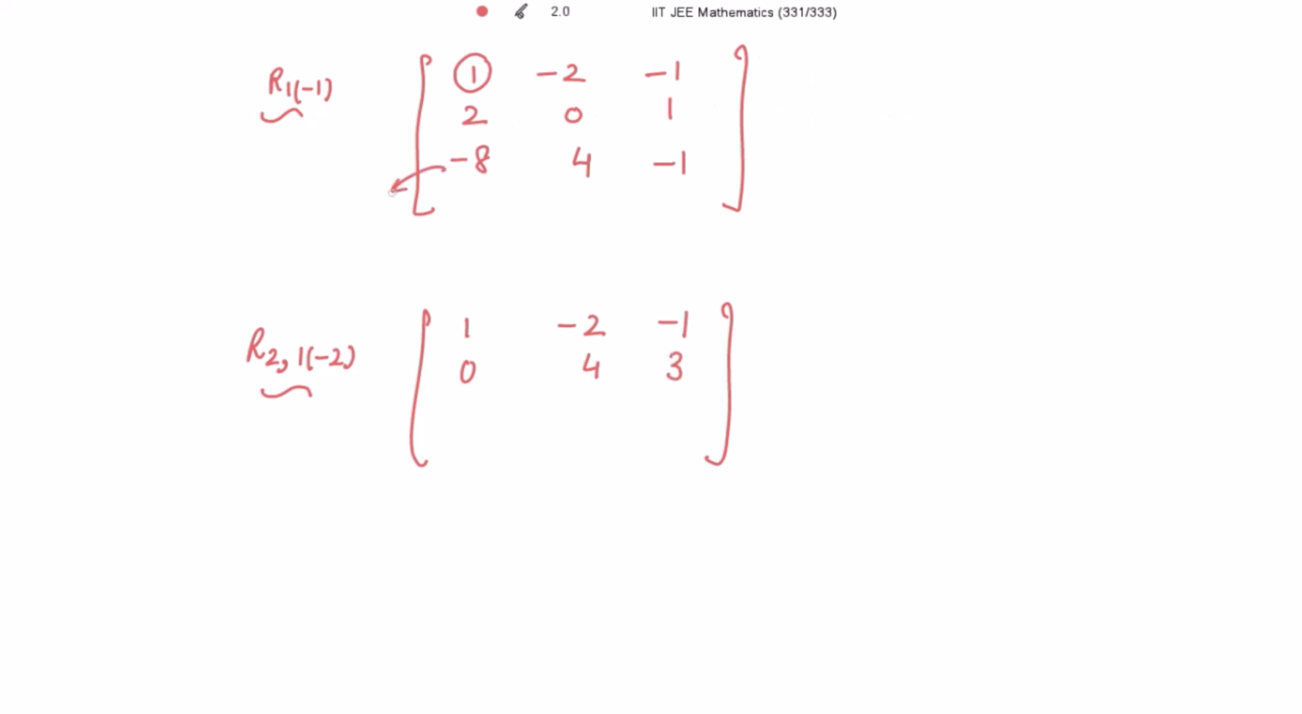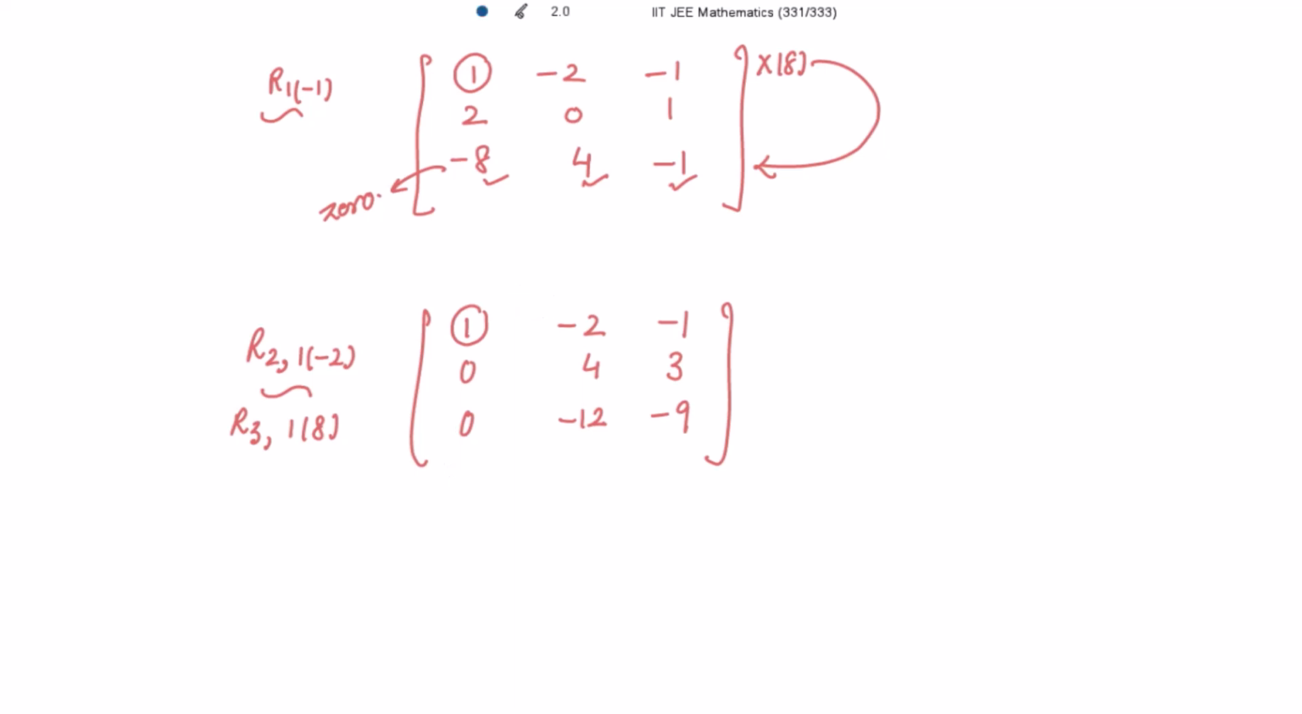And then we need to make this 0. For that, just multiply row 1 with 8 and add this to row 3. So I'm going to change row 3 by adding its elements to row 1, but row 1 should first be multiplied with 8. So 1 multiplied with 8, we get 8, adding this to -8, we get 0. -2 multiplied with 8, we get -16, and adding this to 4, we get -12. -1 multiplied with 8, we get -8, and adding this to -1, we get -9. So we have got all the elements below this leading entry to be 0.